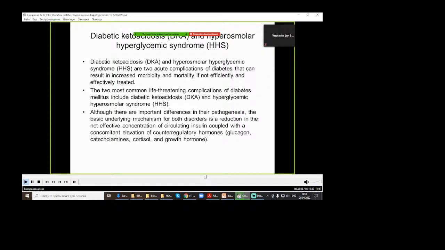and there are important differences in their pathogenesis, but the basic underlying mechanism for both disorders is a reduction in net effective concentration of circulating insulin, coupled with a concomitant elevation of contra-regulatory hormones such as glucagon, catecholamines, cortisol, and growth hormone.